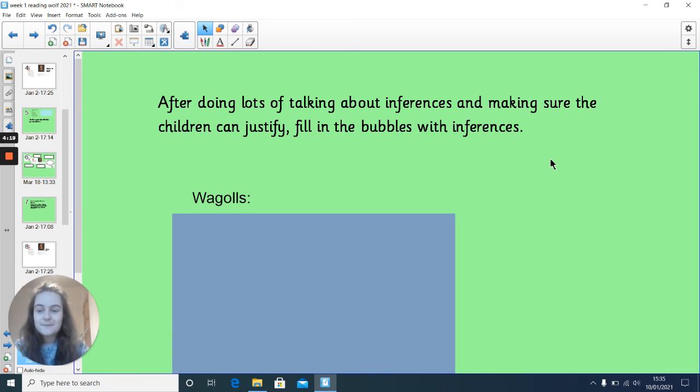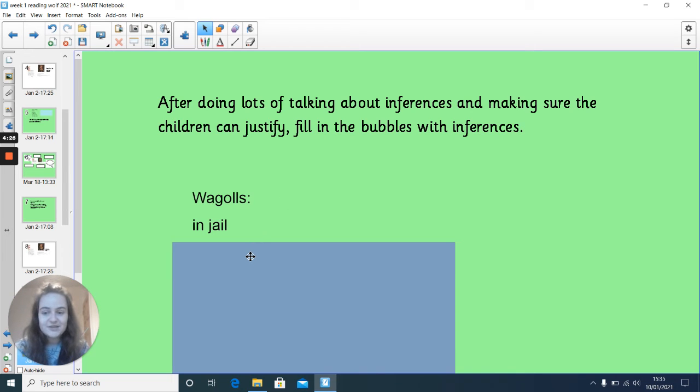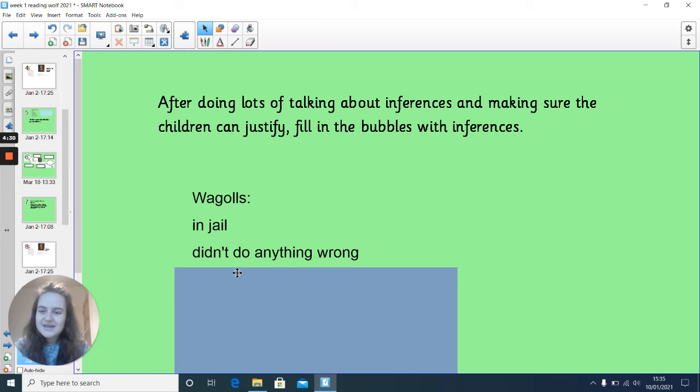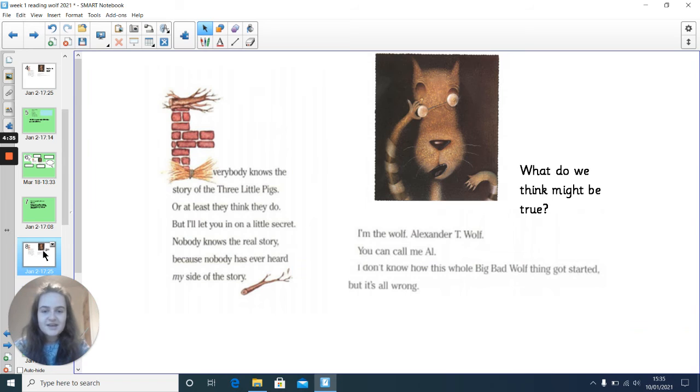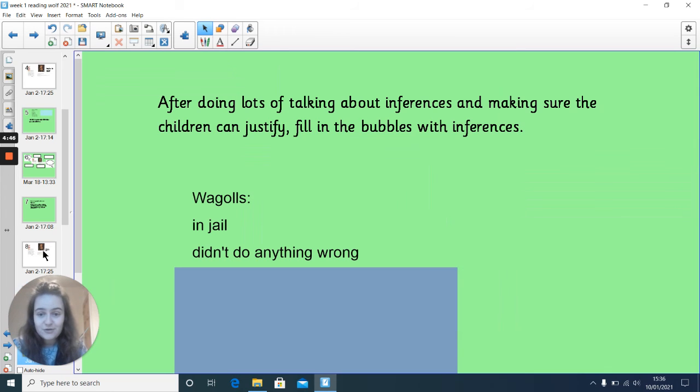If you need some more ideas for inference, keep listening. The first one is we think he might be in jail. The evidence makes us think maybe he is. Maybe he didn't do anything wrong. Yeah, it does say, "I don't know how this whole big bad wolf thing got started, but it's all wrong." That means it's wrong that he's the big bad wolf. He's saying, "I'm not a big bad wolf at all." Maybe he didn't do anything wrong. Maybe he's not big and bad.